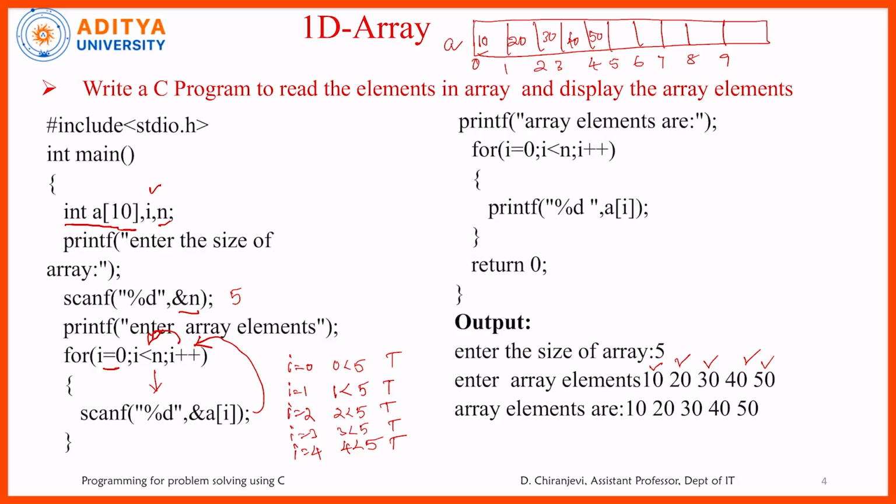After that, again i plus plus. Now your condition is i less than n, so i value is 5 and n value is 5. 5 less than 5 is false.